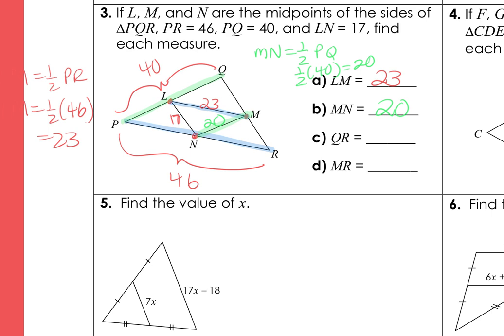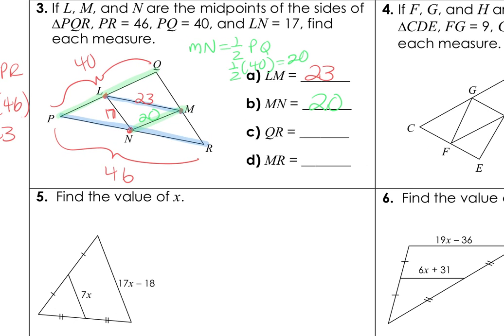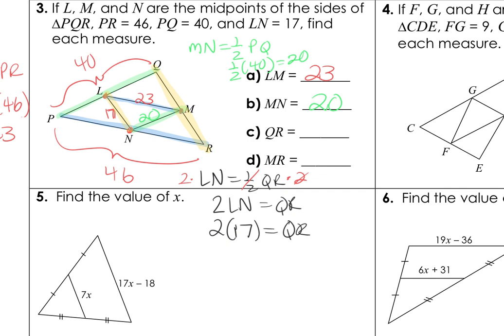Next, I have to do QR. So QR is going to be associated with the mid-segment at LN. LN is the mid-segment. QR is the side parallel. So we could do that same theorem, LN equals half of QR, or you could do 2 times LN equals QR. Now the way I'd get that would be times 2 times 2, that gets rid of your 1/2. So 2 times 17 is going to be QR. That's 34 equals QR.